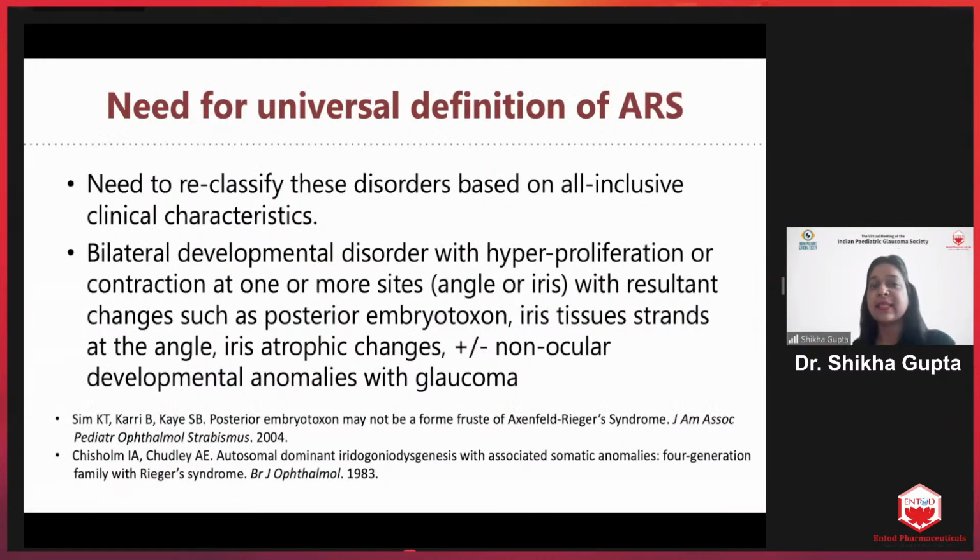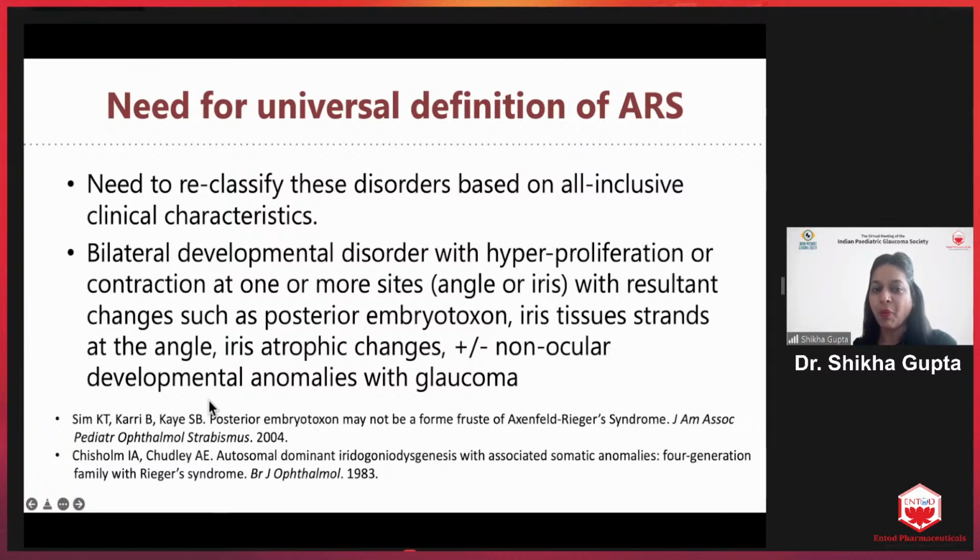So clinically, there is a need for a universal definition of ARS because till now the definition suggests that posterior embryotoxon and iris adhesions are required. Probably a definition which suggests that it is a bilateral developmental disorder with hyperproliferation or contraction at one or more sites, for example, angle or iris. If it is at the angle, it may produce features such as posterior embryotoxon or iris tissue strands at the angle. If it is at the iris only, it may produce only the iris atrophic changes that we see, with or without non-ocular developmental anomalies, with glaucoma.